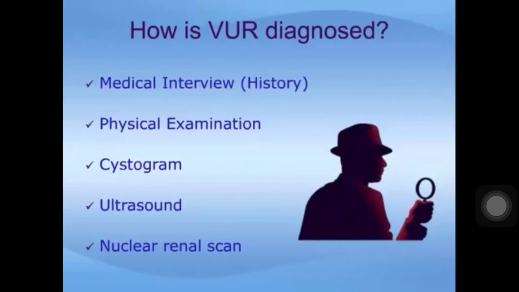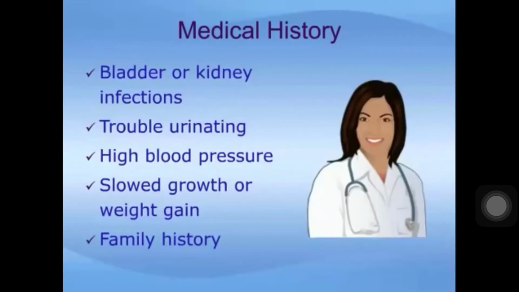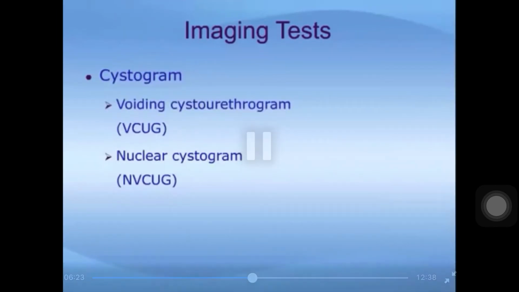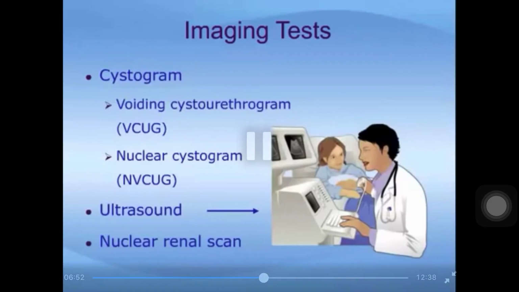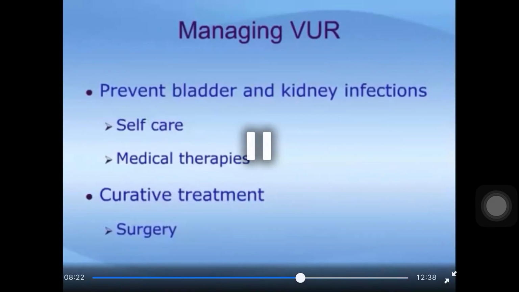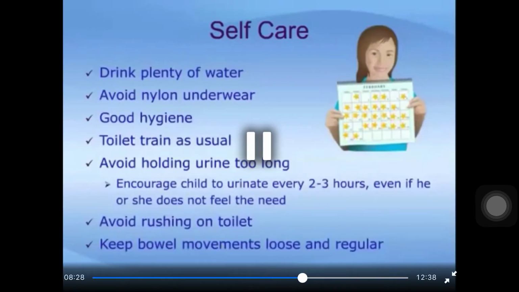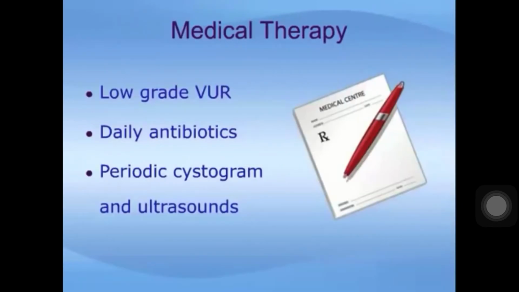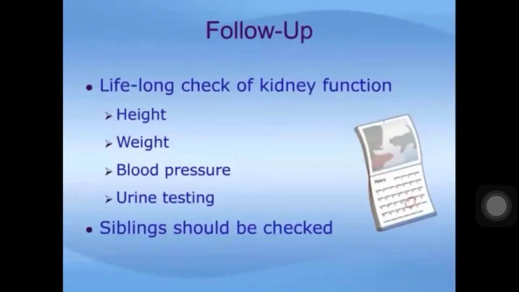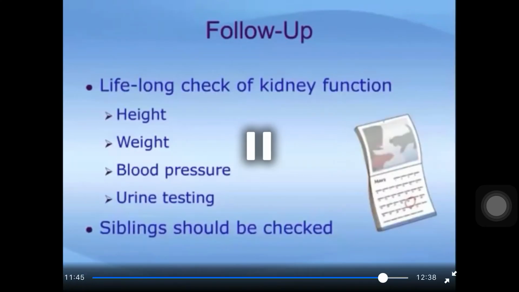Ultrasound and nuclear imaging of the bladder are used to see kidney function and to see if urine reflux is present. This is part of a combination of measures to prevent complications.